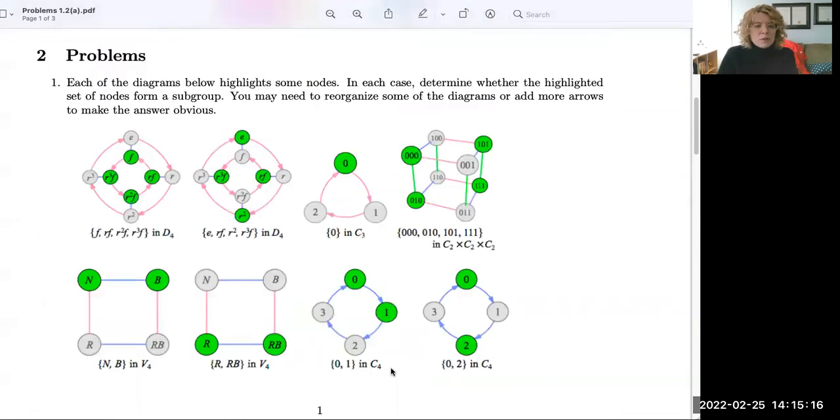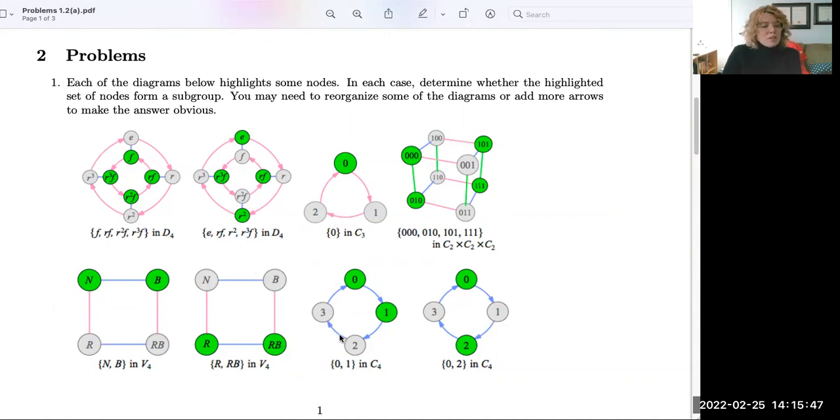Okay, so for question one, we have to determine which of these form groups. So the first one is not a group. The second one is a group. The third one is a group. The fourth one is a group. On the second line, the first one is a group. The second one is not a group. The third one is not a group. And the fourth one is a group.